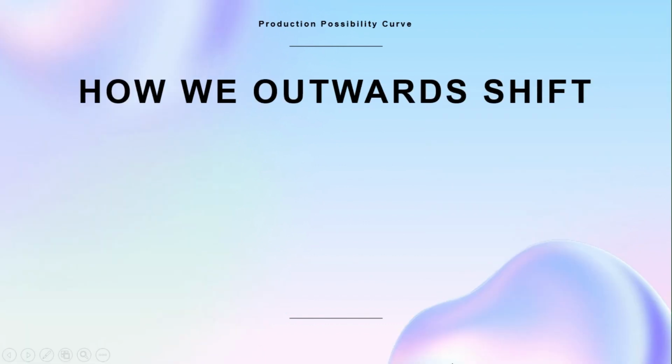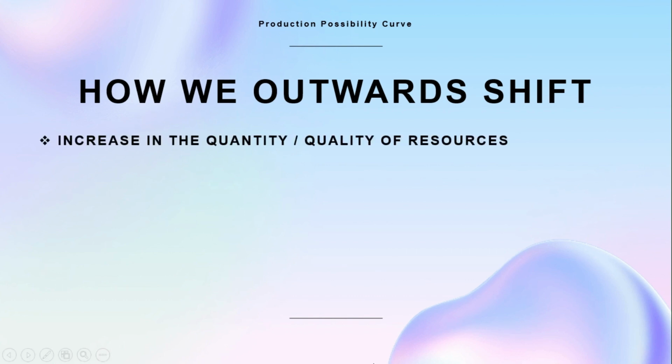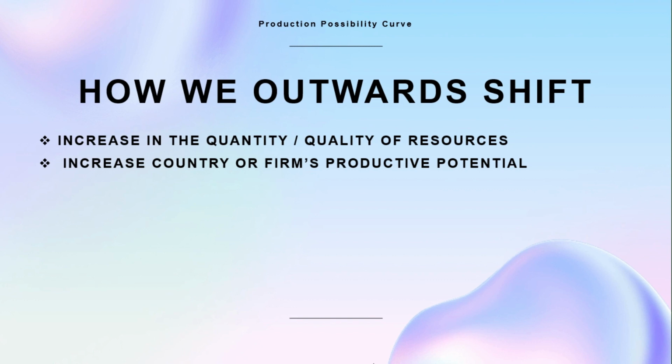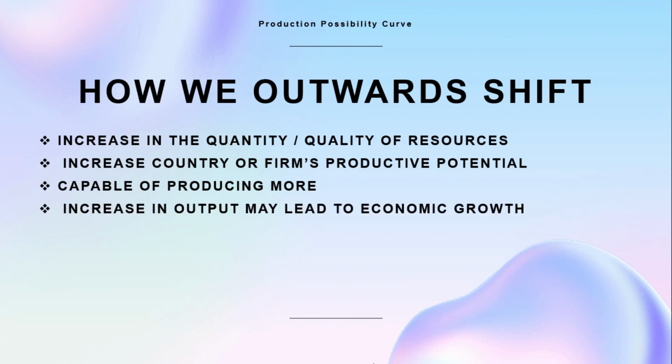Now you are thinking, how do we know whether there is an inward shift or outward shift in the PPC? Let me first explain how we can find an outward shift in the PPC. An increase in the quantity or quality of resources increases a country or firm's productive potential, making it capable of producing more. An increase in output may lead to economic growth.